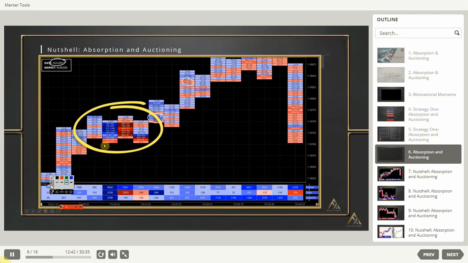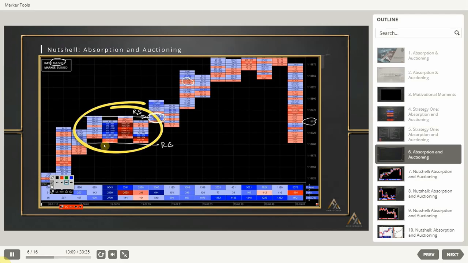Now, if I can remove this here, you'll see quite a lot of absorption taking place in the zone around these 75 to 77 area. Some real good absorption. That's your entry point on the break. Why? Because we initially see some responsive buying and responsive selling, and that responsive selling, or that pivot resistance, then becomes pivot support.